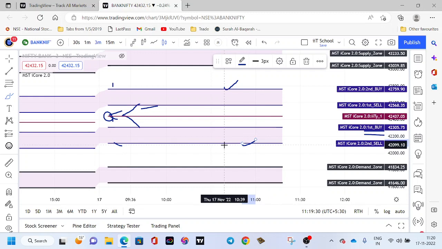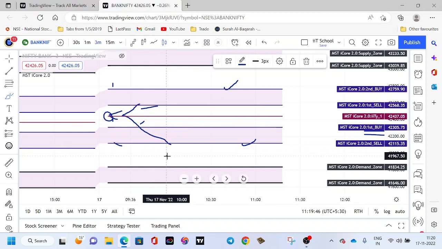Okay, if buy has been activated and our target will be hit. If suppose the target is not hit and the market is coming down after the buy is initiated, then we have to sell here for the next target.